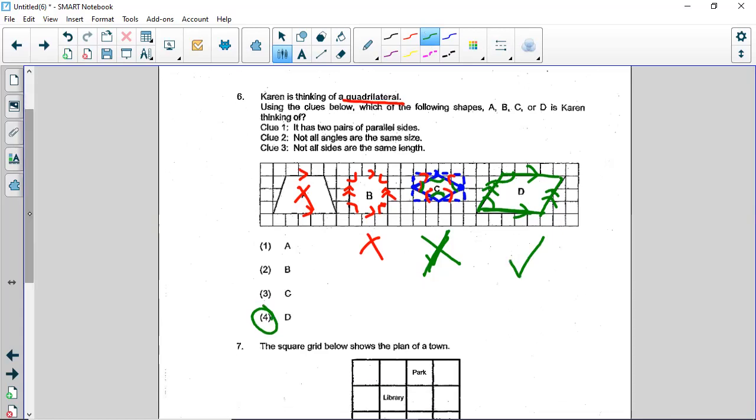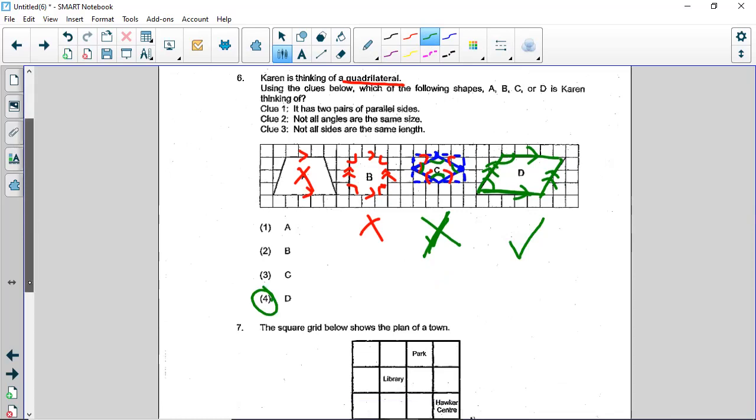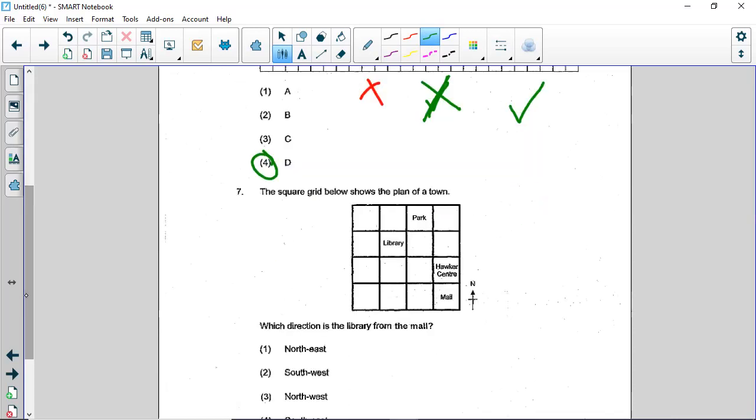Okay, number 7. All right, any question? Anything not clear? Got to raise your hand. The square grid shows the plan of a town. So which direction is the library from the mall? Now you need to draw your compass. So you have north, south, west, and east. And you need to draw your 8-point compass also. So your northeast, southeast, then your southwest, and your northwest.